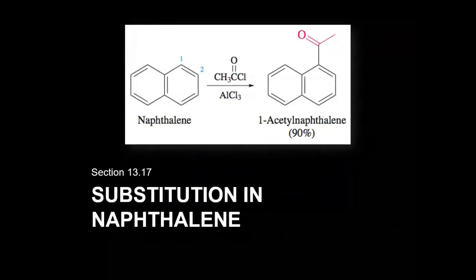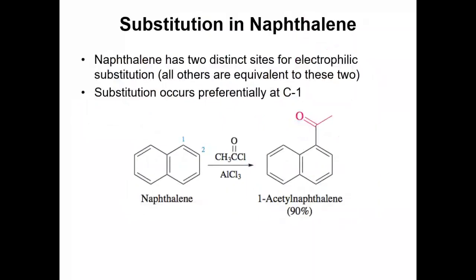That covers most of the EAS reactions. Then we're going to also talk a little bit about substitution in naphthalene. If it's unsubstituted naphthalene, it actually has two kinds of sites. One is site 1, this is site 2. This another site 2, this another site 1, this another site 1, this another site 2, this another site 1, this another site 2. Basically, two types of sites.